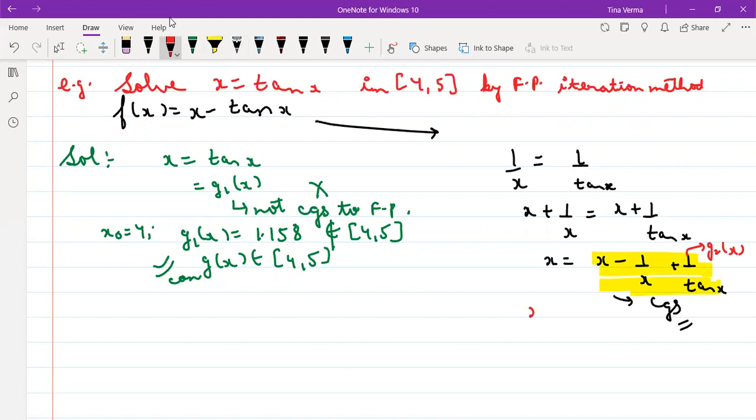You can start with any approximation, x naught even equal to 4. Even in the 4th or 5th iteration, you will get your answer, right? So you take x naught equal to 4, x1 you will get 4.61369, x2 you will get 4.49596, and you can perform the iteration. Just substitute the value in your g function. Is it clear up to here?